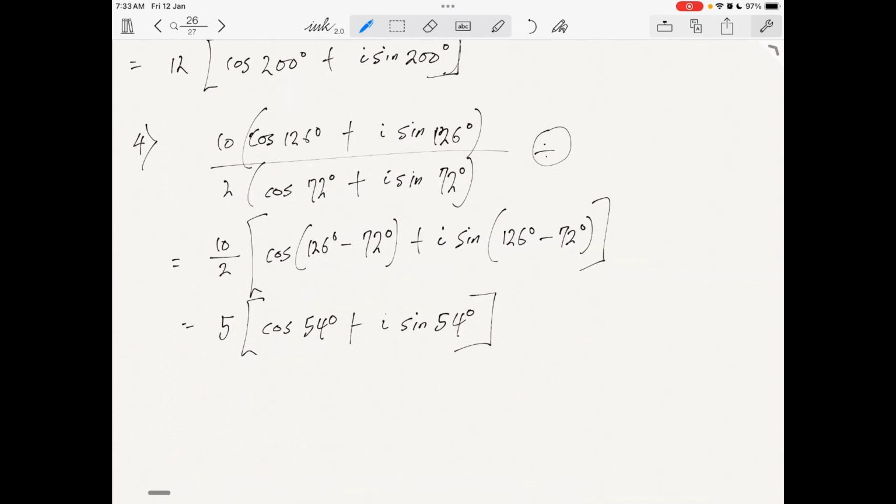So far we have been able to perform addition and subtraction, multiplication and division on both the Cartesian form of complex numbers and the polar form. And in our next video, we'll be talking about the exponential form of complex numbers and also the logarithm of complex numbers.